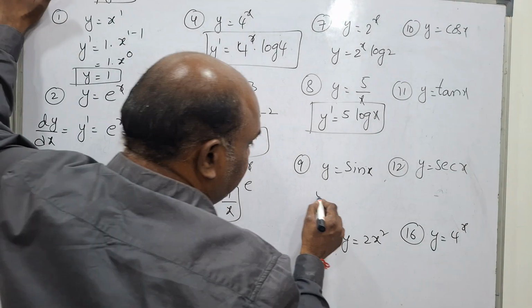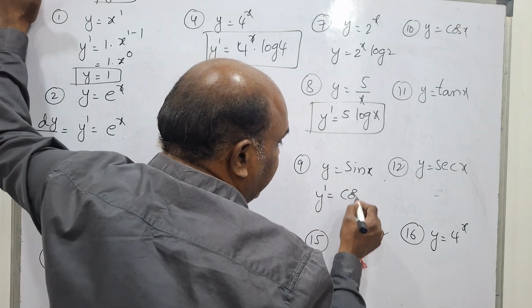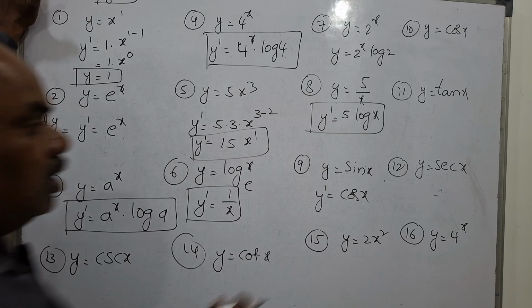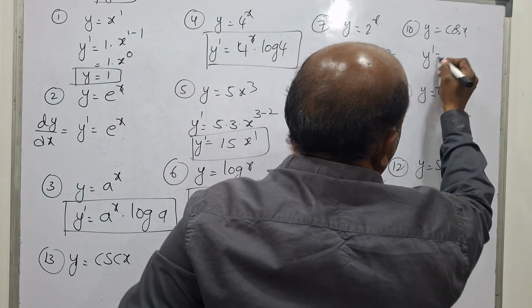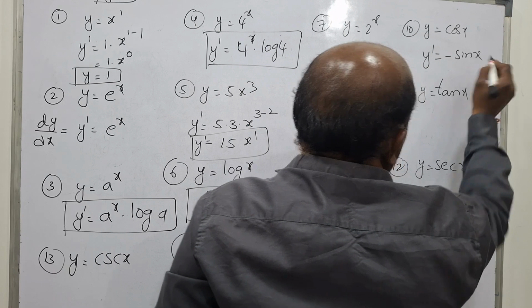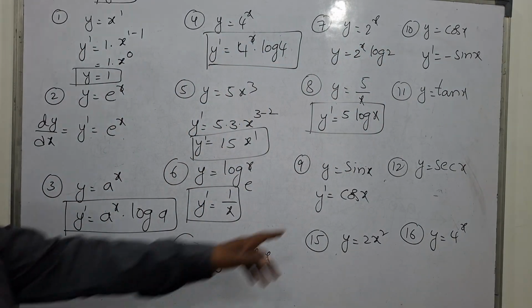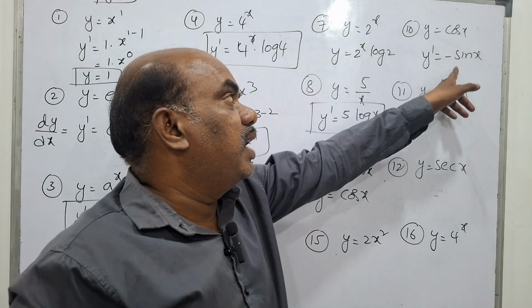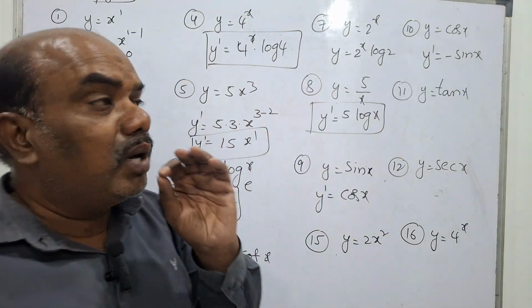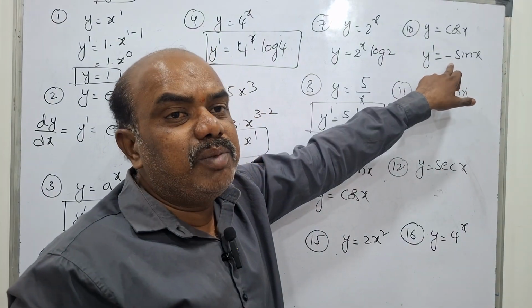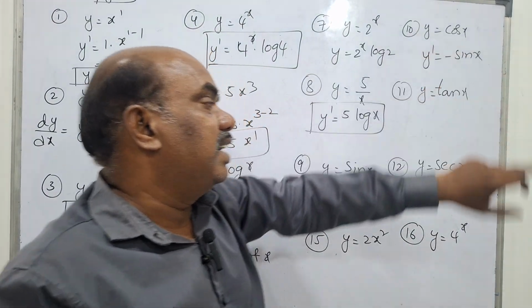Y equal to sin x, y dash is equal to cos x. Sin x differentiation is cos x. Cos x differentiation is minus sin x, beta. Whenever the function starts with co, like cos, all the time you write minus before that. Cos x gives minus sin x.